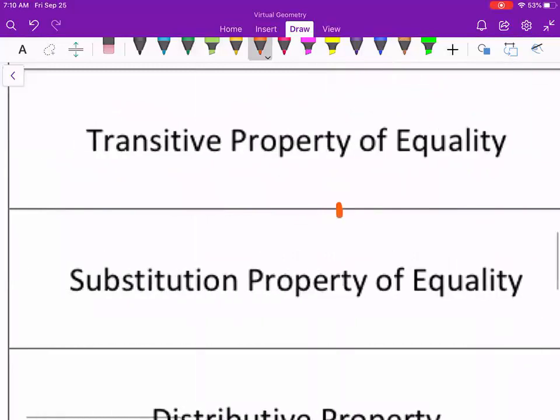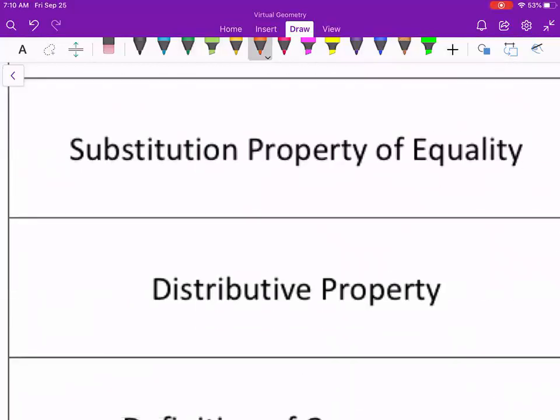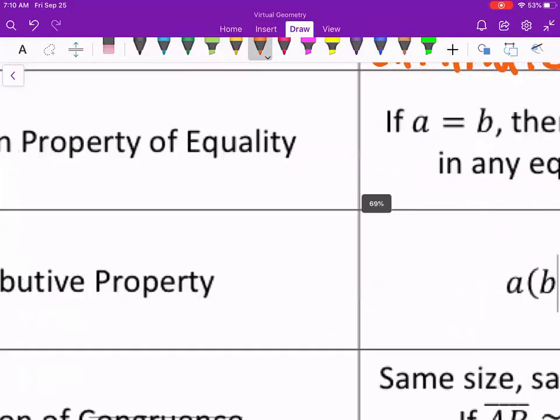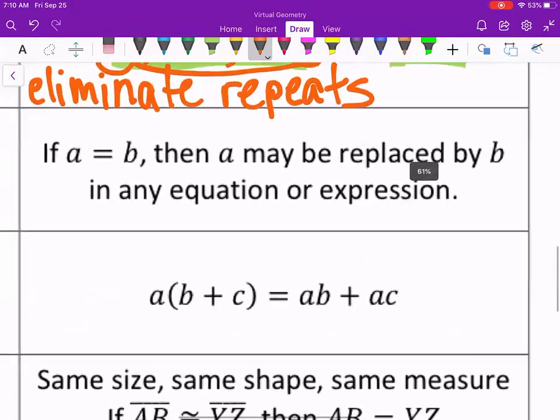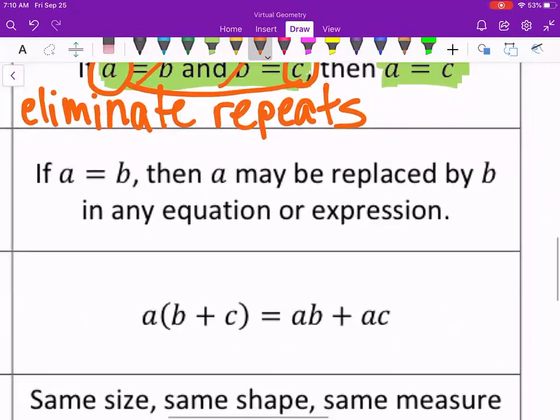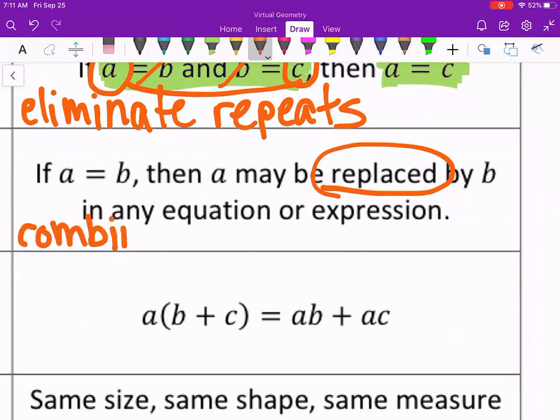All right, next we have the substitution property of equality. So substitution property encompasses a couple of different ideas here. We've got if A is equal to B, then A can be replaced. That's one of our big things here. A may be replaced or substituted in. Some of the other ones you can think about are combining like terms. That is another kind of substitution that we do when we solve.